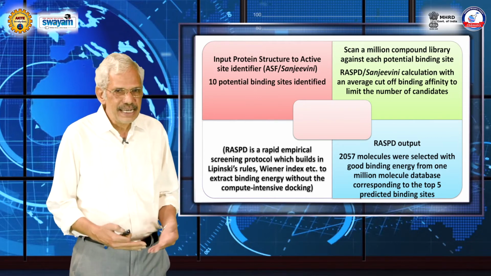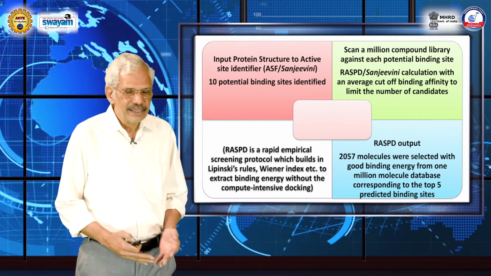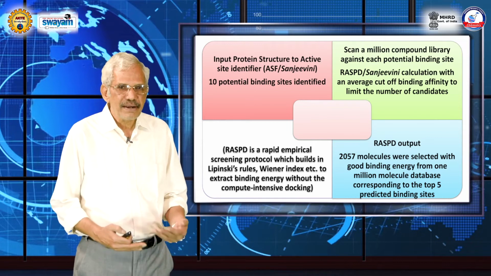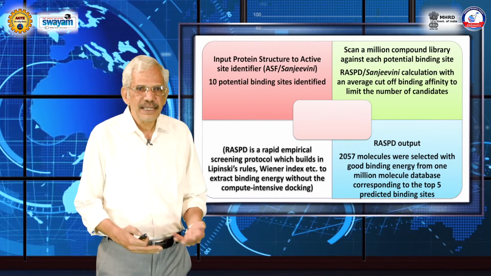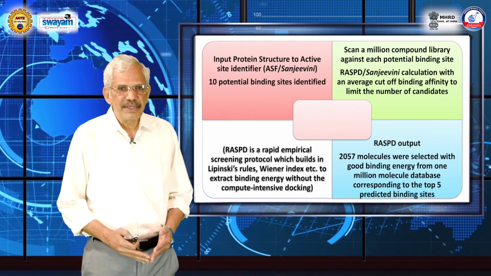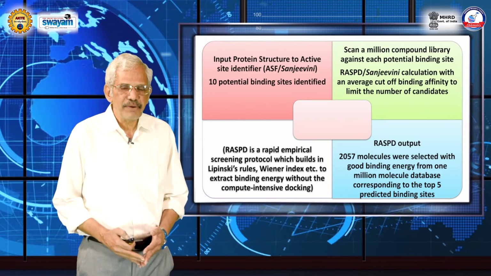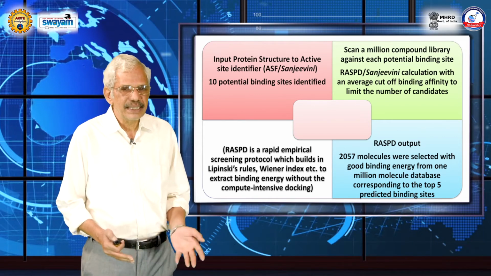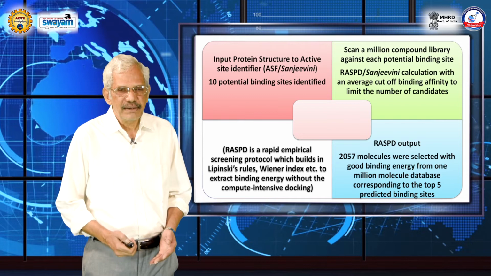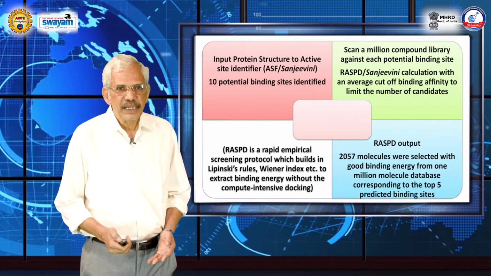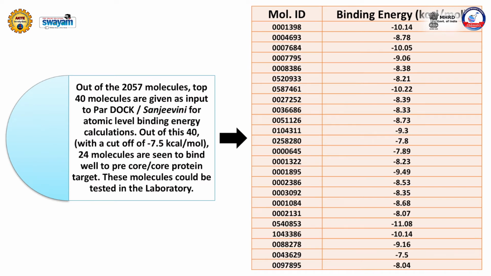You could, of course, design a molecule. This is not to say that we cannot appeal to newer, creative, synthetic chemistry. It's very much possible. So let's scan a million compound library against each of these 10 potential binding pockets. Then what do we have? Well, we have a smaller list now, about let's say 2,000 molecules which are available, and with good binding energy. Then I proceed to atomic level docking and scoring.